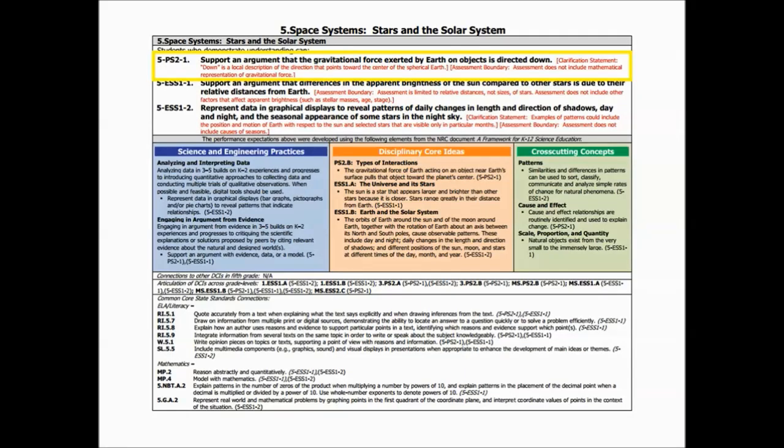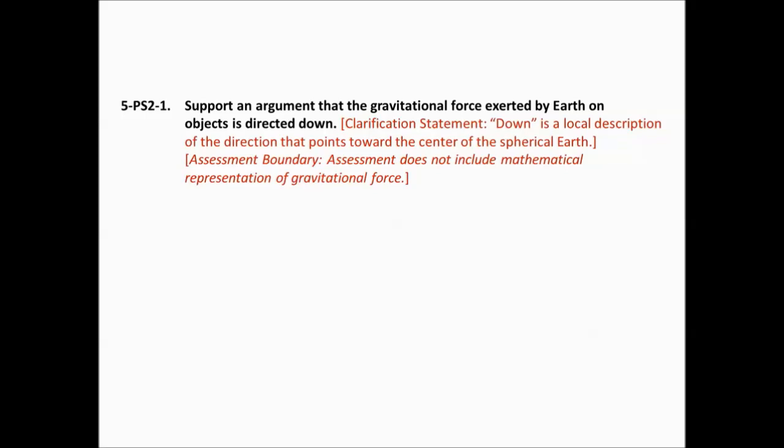What we're going to do next is we're actually going to take one individual standard and take a really close look at the performance expectation. This is 5-PS2-1, and it says support an argument that the gravitational force exerted by Earth on objects is directed down.